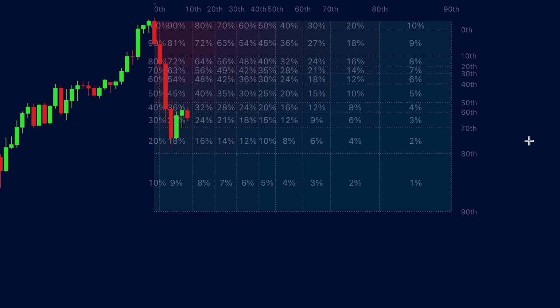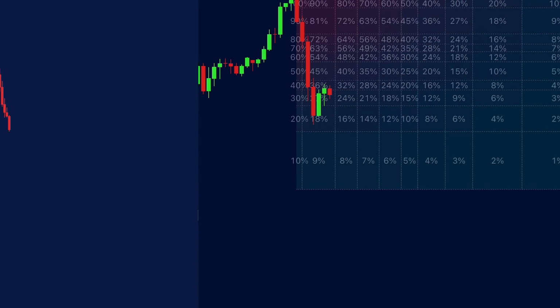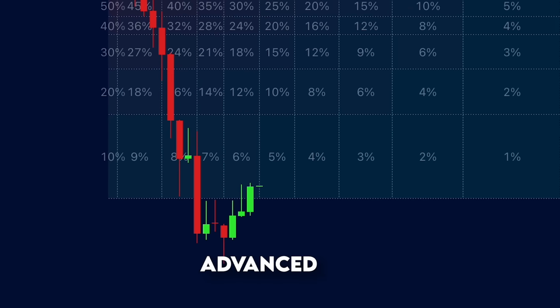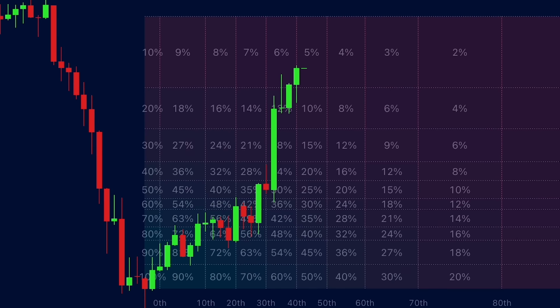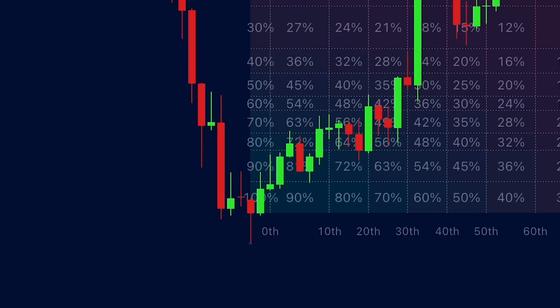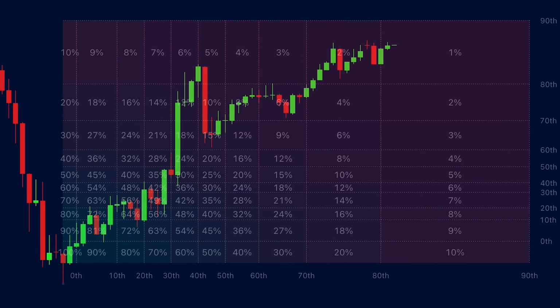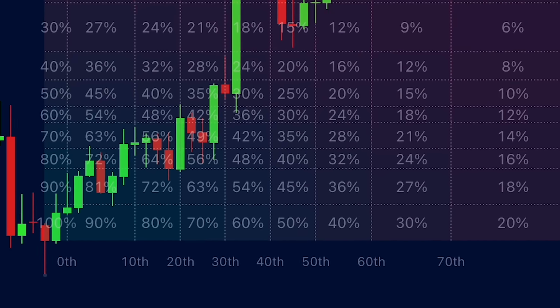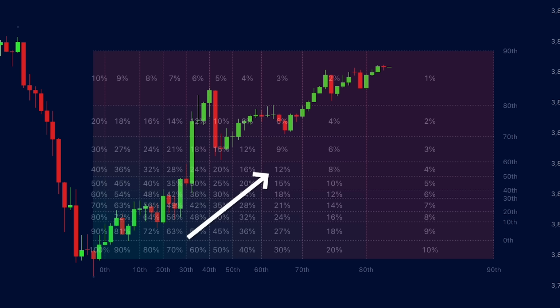Now, this isn't just another support and resistance indicator you already know. Most indicators just show you where reversals happened in the past, but the probability grid uses advanced statistical analysis to calculate exactly where the next reversal will occur based on historical swing data. What makes this indicator so good is its 10 by 10 probability grid system. Each cell in the grid represents a specific price and time zone, with the exact probability of a reversal occurring in that area. So the further price moves into the grid, the higher the probability becomes that smart money will step in for a reversal.